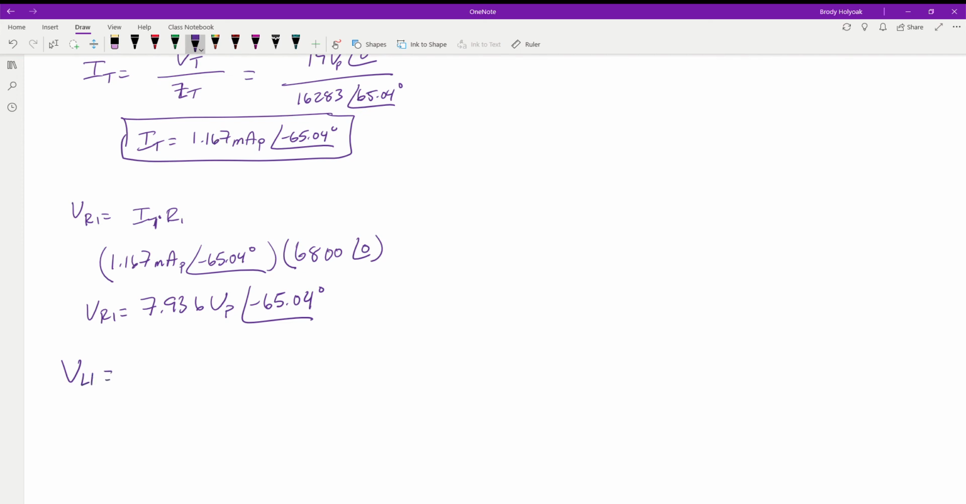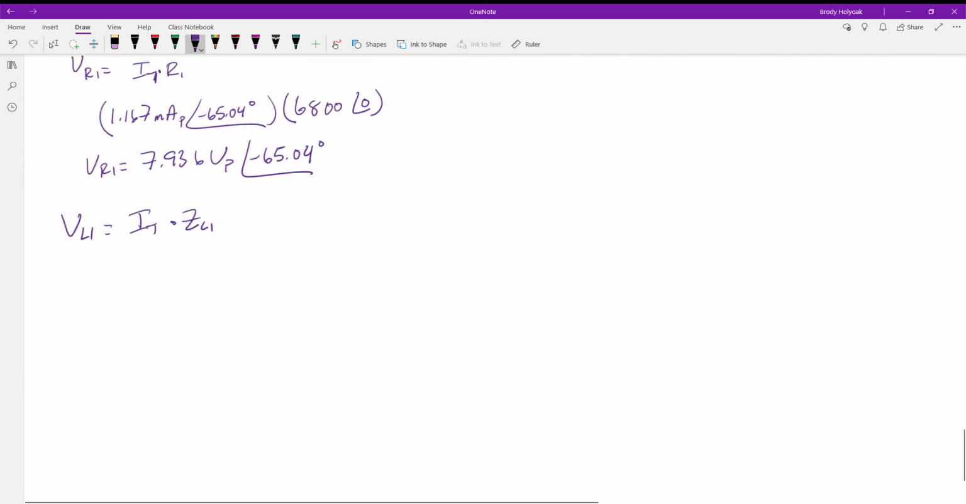The voltage across the inductor is equal to I total times the Z of L1. Because before, when we did it with capacitors, we didn't have any resistive part, so we could just treat it as the reactance. But since we do have a real part, we have to use the entire impedance of the inductor to get the correct answer.